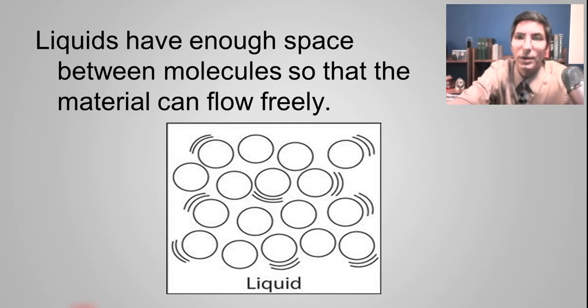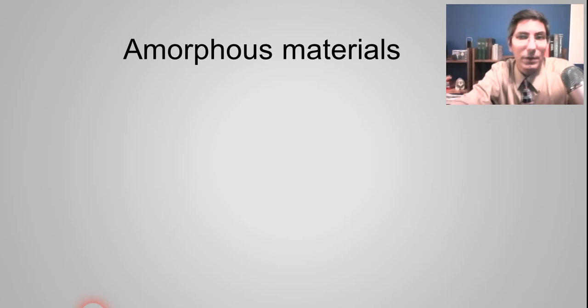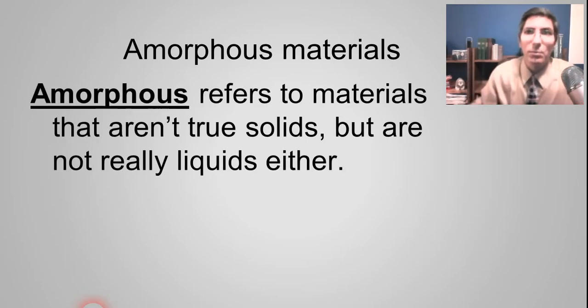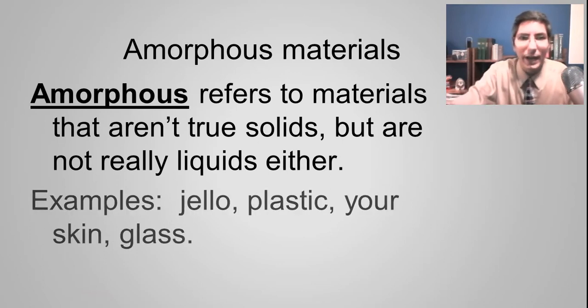So imagine water that's spilled on the table, or milk that's been spilled on the table. We think of that as being a liquid. Now, you might be thinking that there are some things that aren't really quite liquids and aren't really quite solids, things that are kind of in the middle, like plastic or jello. And what are those? Well, those are called amorphous materials. And the word amorphous refers to these materials that aren't really solids, but they're not really liquids either.